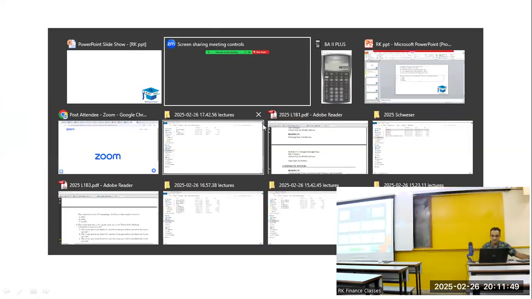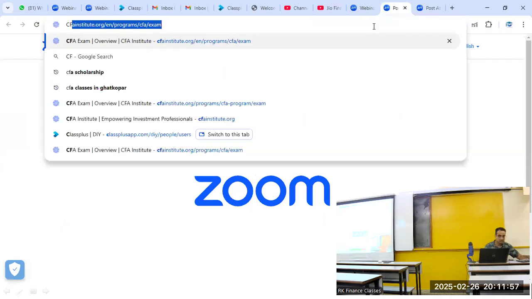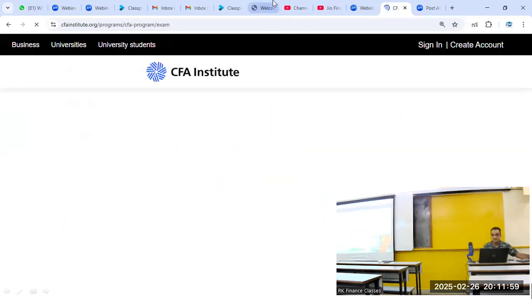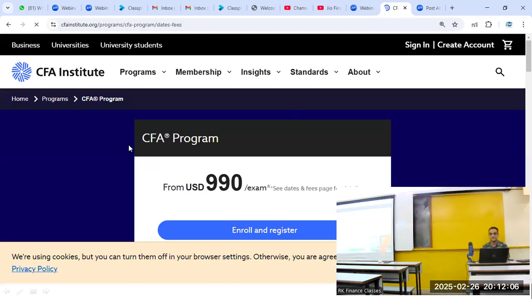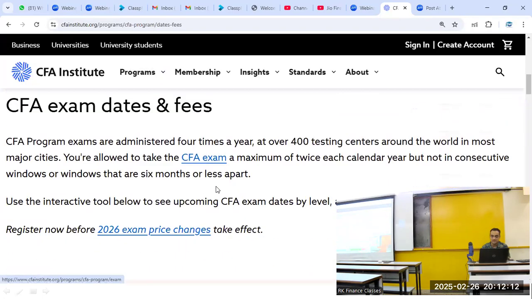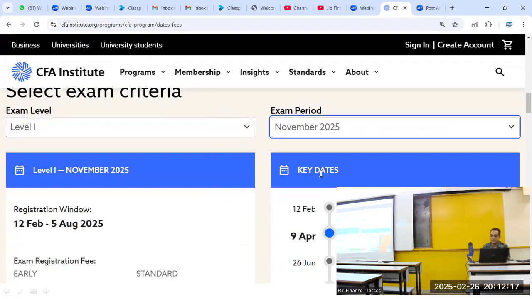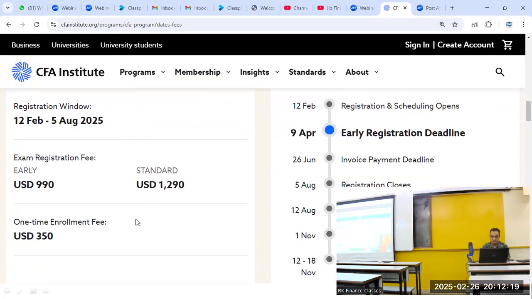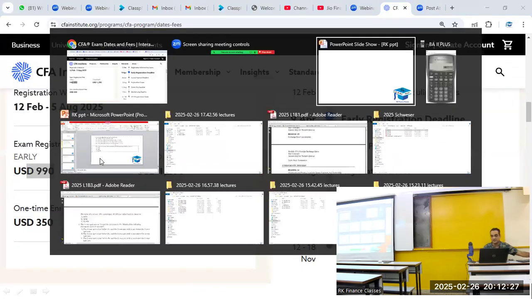Just go to the site only, that will be better. Okay, so we just select the dates, you will get an idea. So for level 1, we look at November 25. So it is 990 and 350. I'll just add it, 990 and 350.